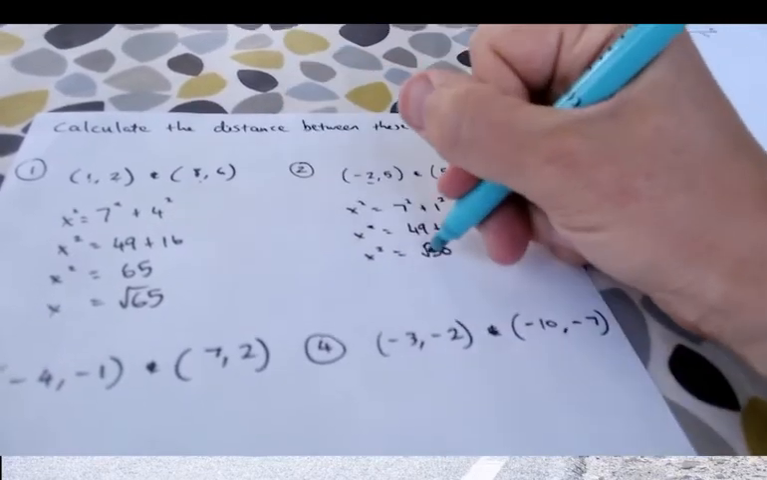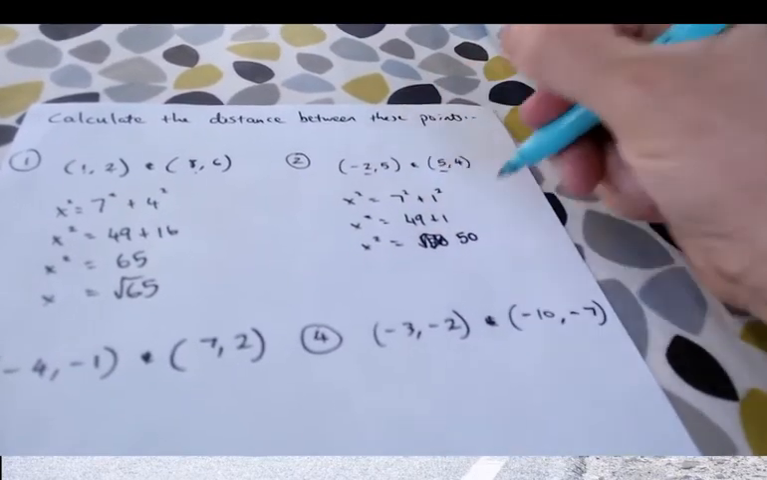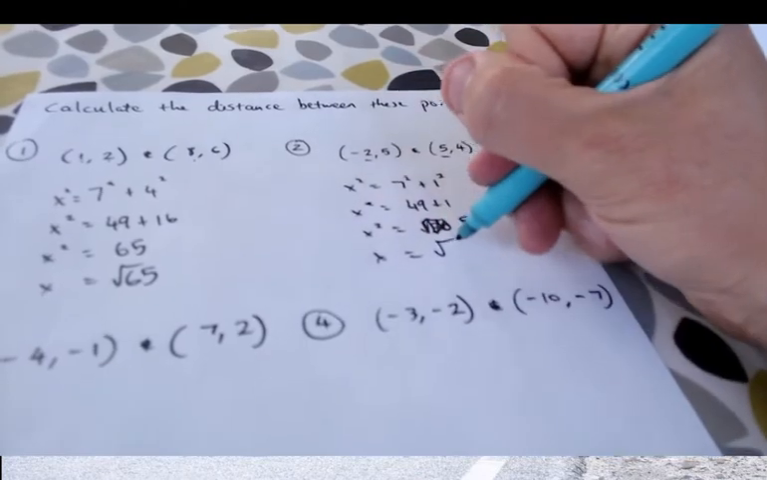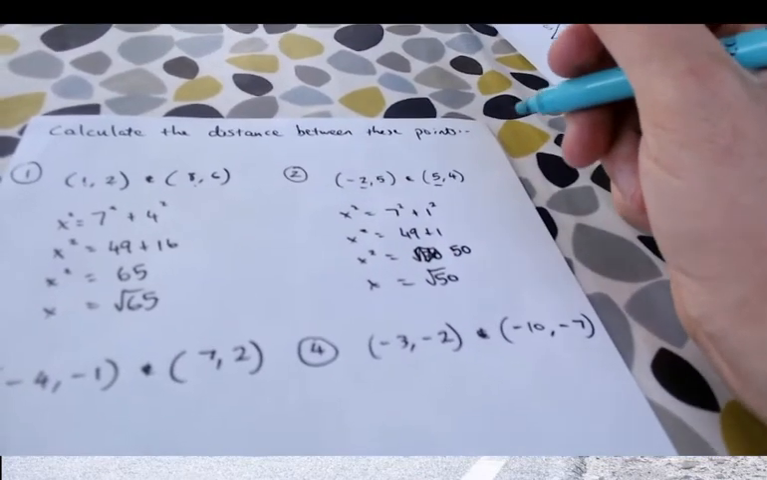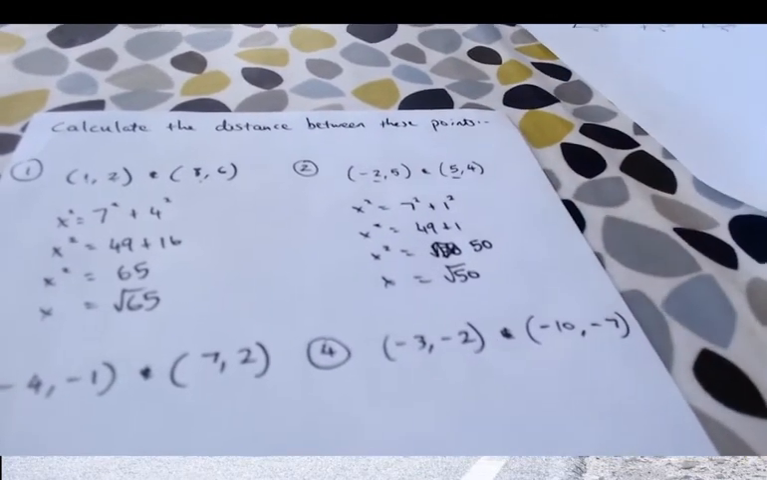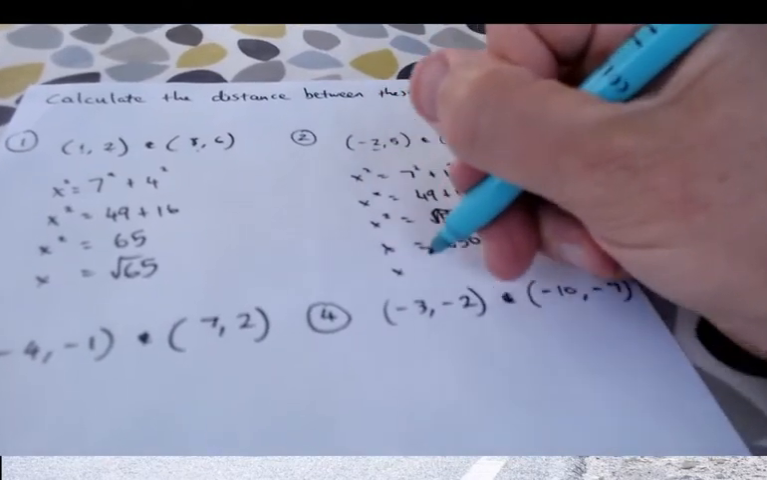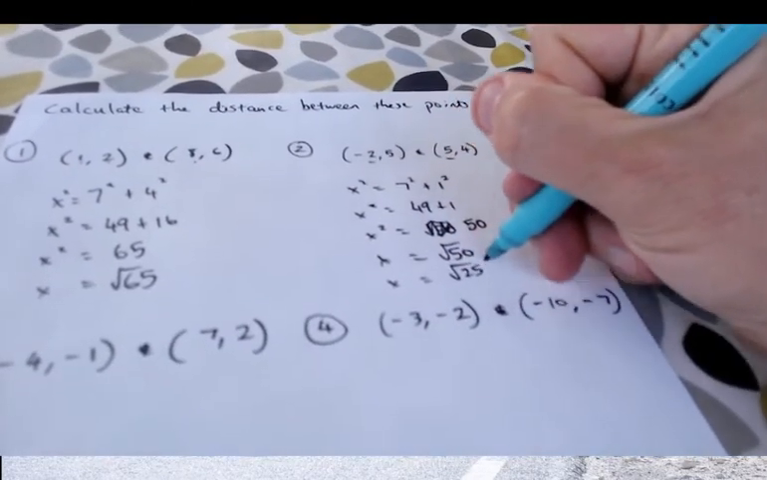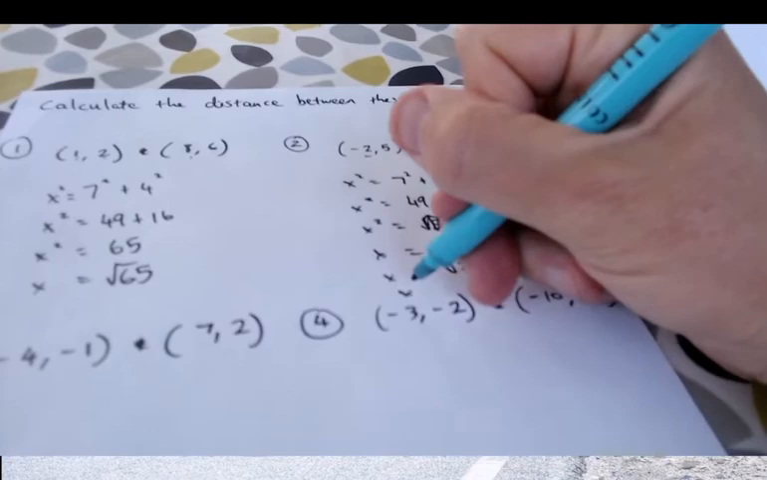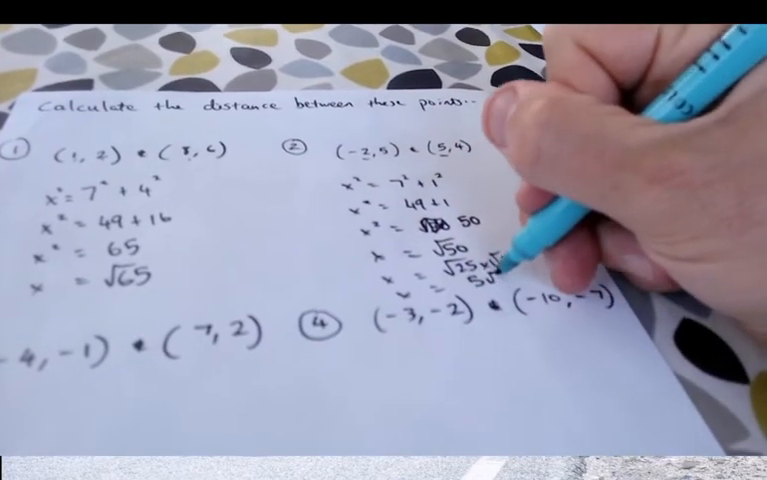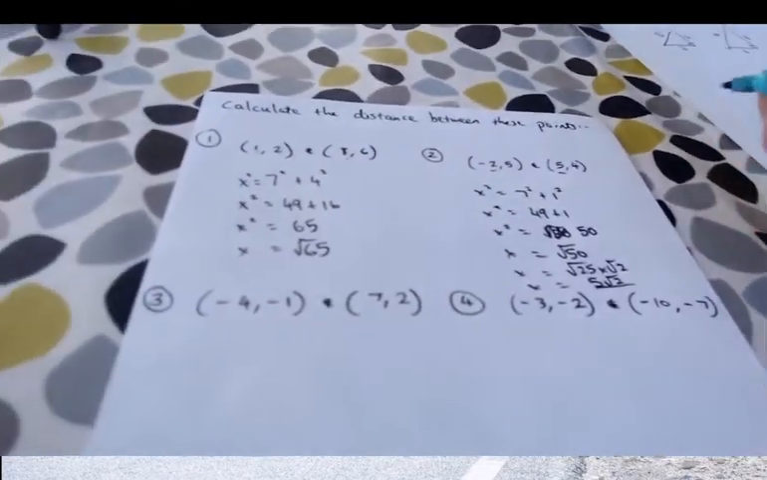Oh, little mistake there. And then I'm going to square root 50. So two numbers at times to make 50. One of them has to be square rootable. That's root 25 times root 2, which is going to give me a final answer of 5 root 2.